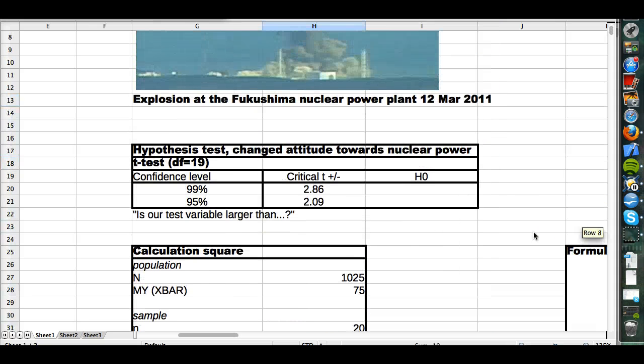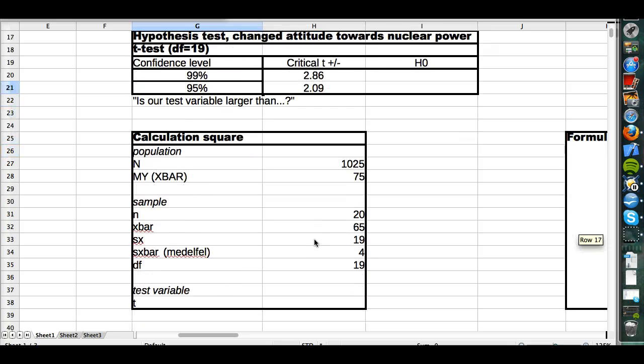And I've already found these critical values. I found them in a table for the t-scores. If you look them up yourself, bear in mind that we're working with 19 degrees of freedom, okay? So if you're looking in tables, bear this in mind. And we're going to be testing at the 99% confidence level and the 95% confidence level. So we're ready to calculate our test variable.